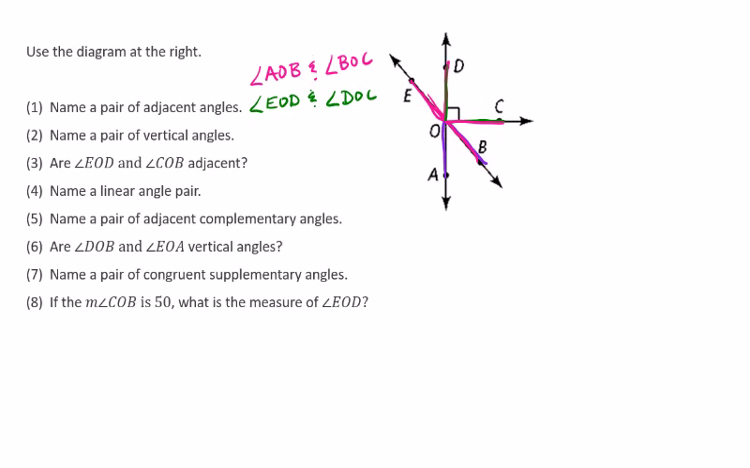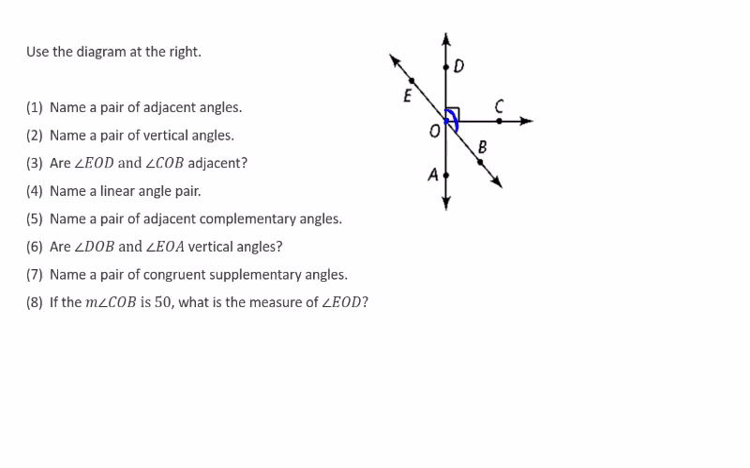All right, so next one, name a pair of vertical angles. So vertical angles, let me clear everything out here. Should have done a better job along the way. All right, so vertical pairs. So let's see. So I want 2 angles whose sides are opposite rays, right? So there are not too many possibilities here, actually. I'll name one pair, and you can name the other pair.